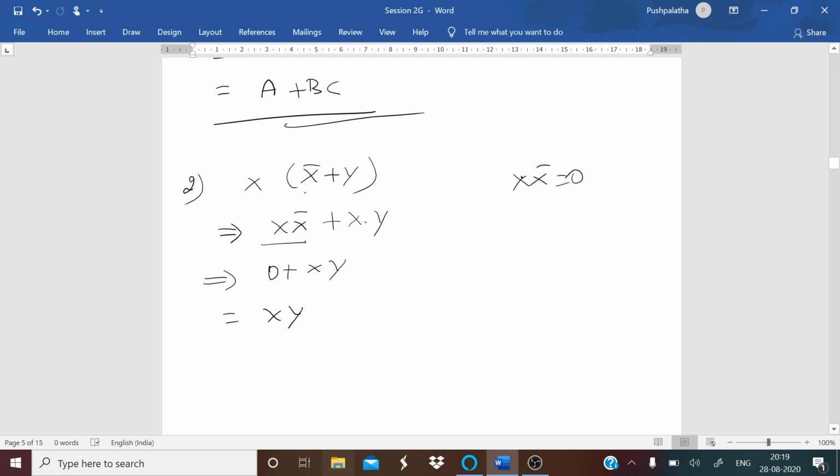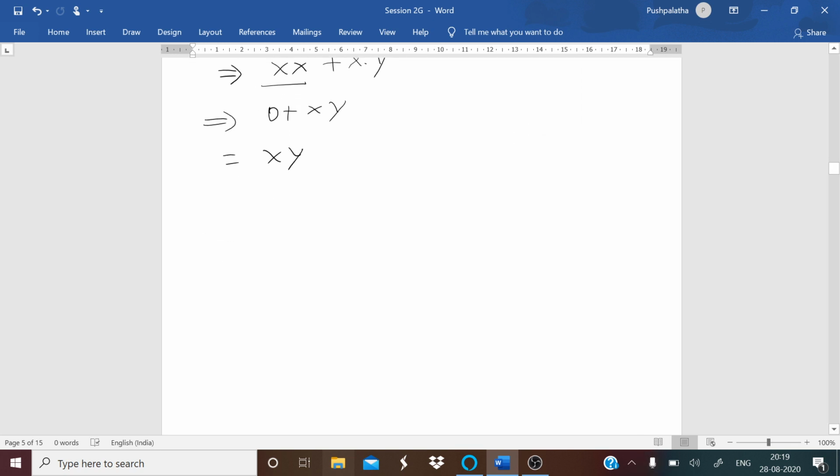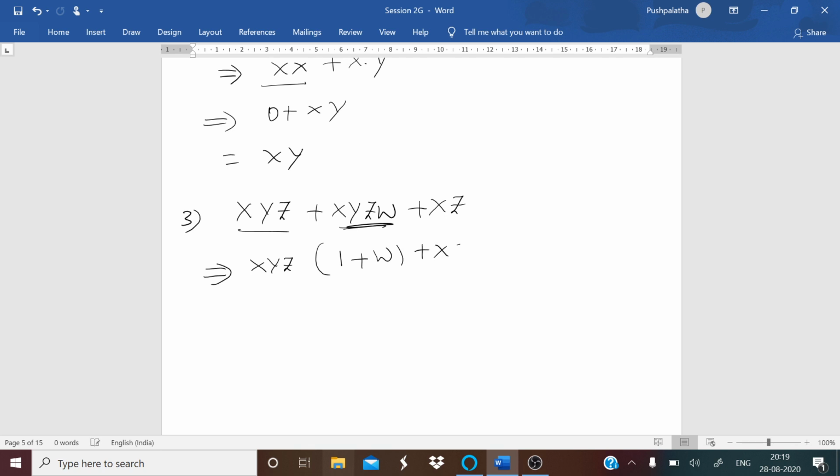Okay. Similarly, one more sum. xyz plus xyzw plus xz. Now, how do you solve this? What is the common factor among these two? There is no y here, so we are not taking this. Just consider this. So x, y and z are the common factors. So what remains here? 1 plus w. So xyz into (1 plus w), which becomes 1, plus xz.